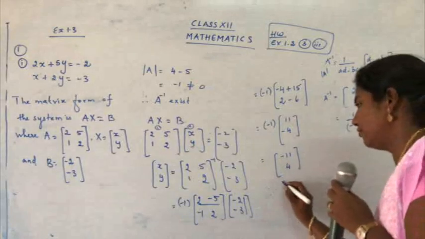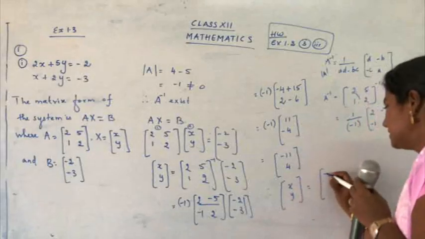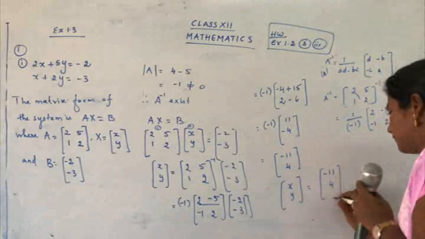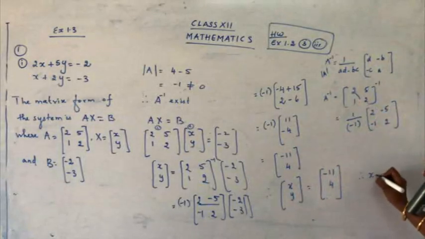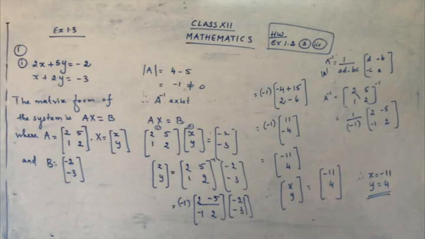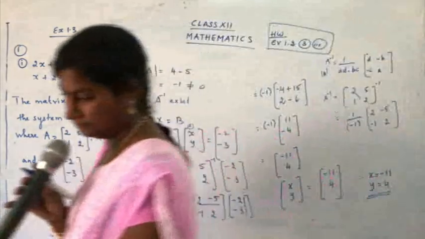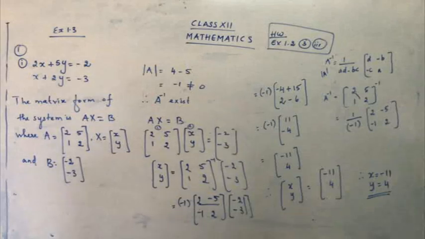So therefore x, y is equal to minus 11, 4. So finally, what will be the final answer? Therefore, x is equal to minus 11 and y is equal to 4. This is the required answer.